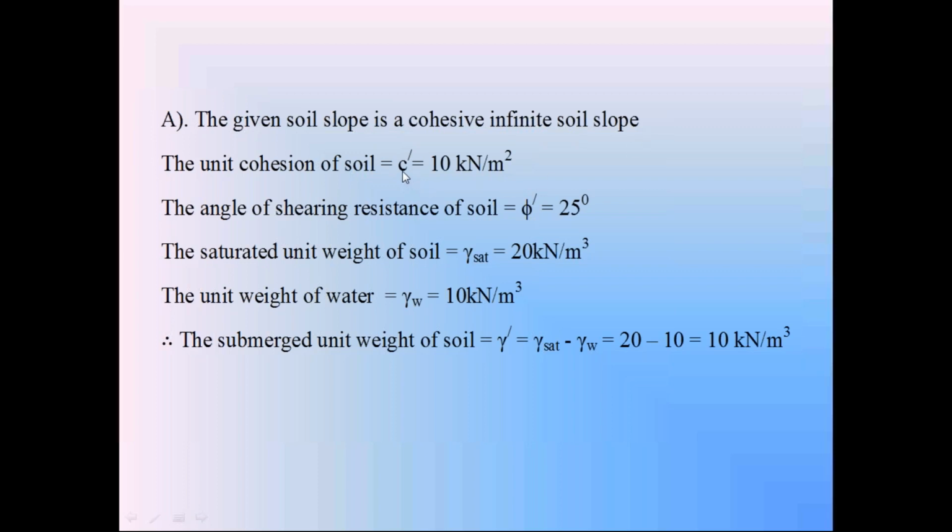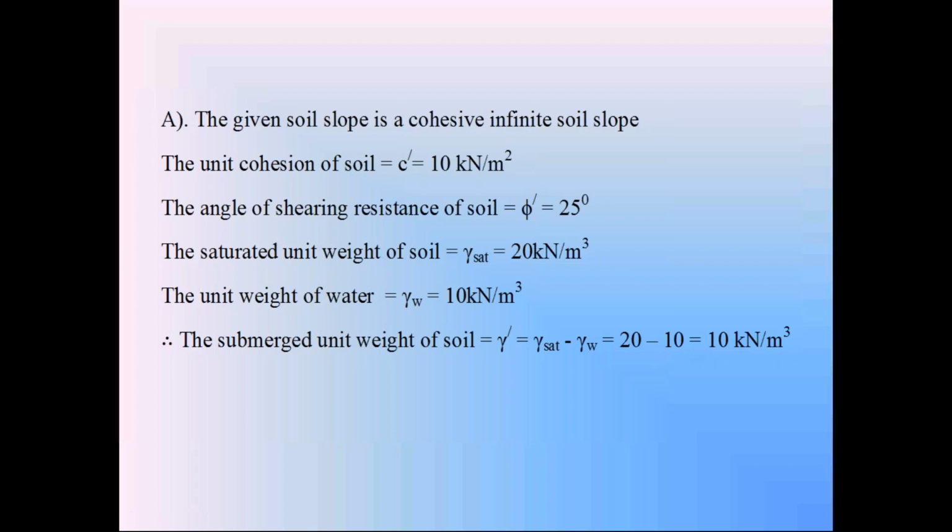They are given the cohesion of soil, 10 kilonewton per meter square. They are given the angle of internal friction of soil, phi, 25 degrees. They are given the saturated unit weight, 20, and the unit weight of water, 10. So the submerged unit weight of soil: since the soil is in steady seepage flow condition, the submerged unit weight of soil, gamma dash, is equal to gamma saturation minus gamma W, 20 minus 10, that is 10 kilonewton per meter cube.